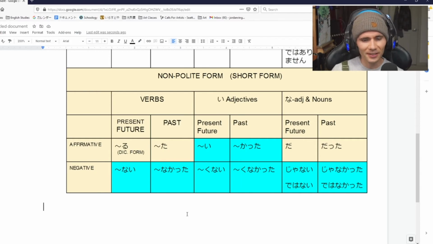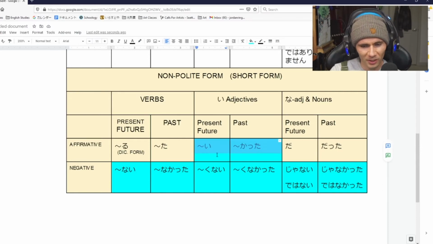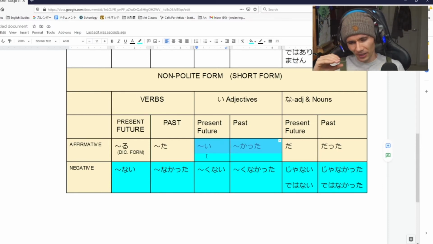Let's write some sentences and see if you can understand them. And I'm going to write them both in non-polite form and in polite form. And we'll include a couple of them which are in this blue area, the ones that can take desu if you want to add it on to make it slightly more polite.